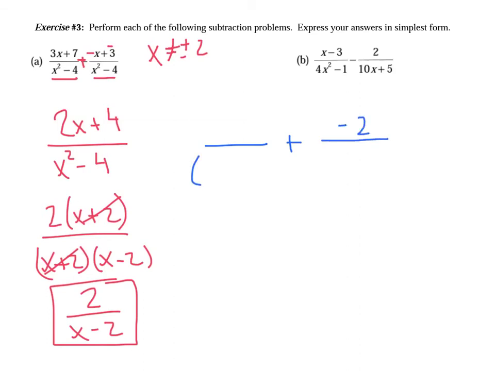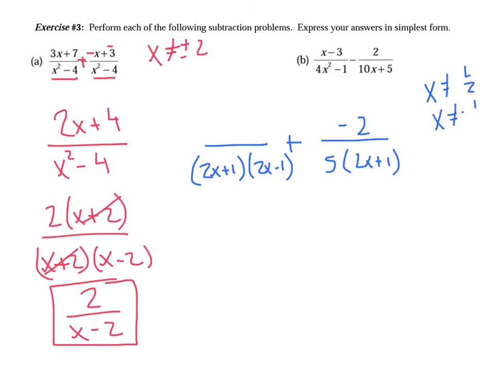So let's see. Difference of two perfect squares, 2x plus 1, 2x minus 1. Alright, and then I'll pull out the GCF of 5 and I'll get a 2x plus 1. What are your domain restrictions? X is not allowed to equal 1/2. X is not allowed to equal -1/2.